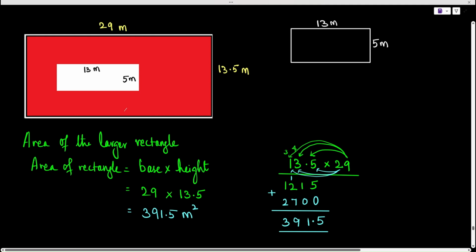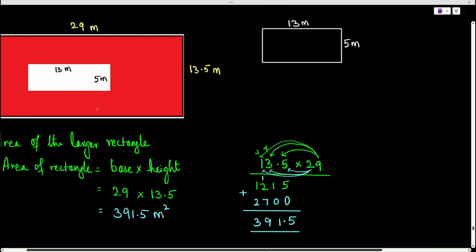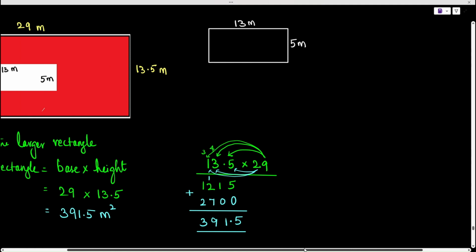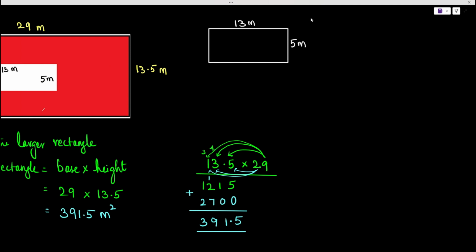Now the next part that we're going to do is find the area of the smaller rectangle. And we can have the same approach here. So area is equal to base times height. Our base length here is 13 meters and our height is 5 meters. So we have 13 times 5 as our area. So 13 times 5.